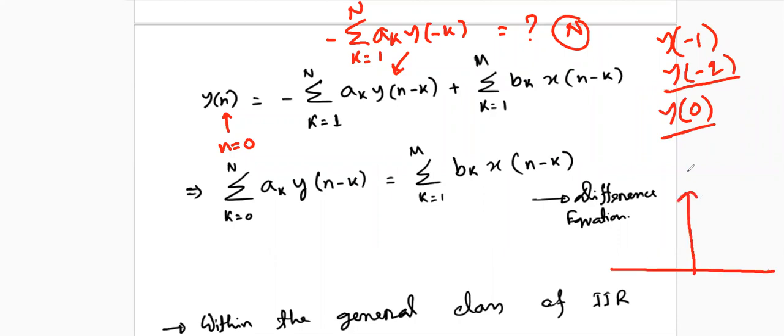So if I represent like this, y[n] at this moment means this is your output, and you already have 2 outputs previously, that is y[n minus 1] and y[n minus 2].